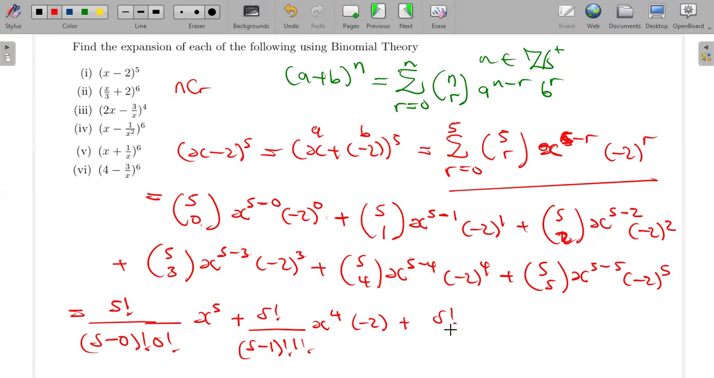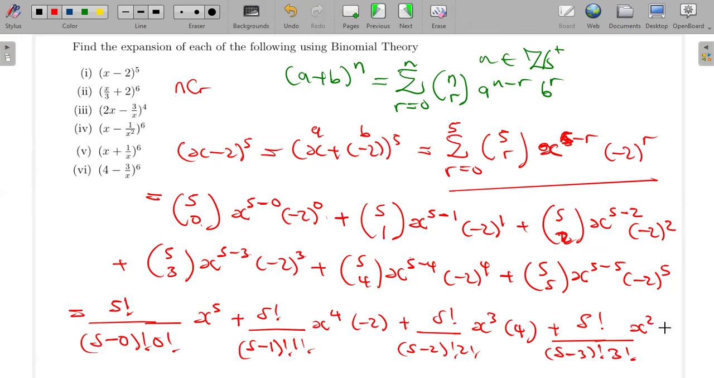Then you get 5 factorial next, then 5 minus 2 factorial, then 2 factorial. So this is going to be x, then x there, 5 minus 2 gives me 3. Then I raise it to the power of 2. That is going to give me positive 4, like that. And then plus, you have 5 factorial, then you have 5 minus 3 factorial, and then this here divided by 3 factorial. Then next there you have x to the power 5 minus 3, which is 2. And then negative 2 to the power 3 is going to give us negative 8. Okay, next.